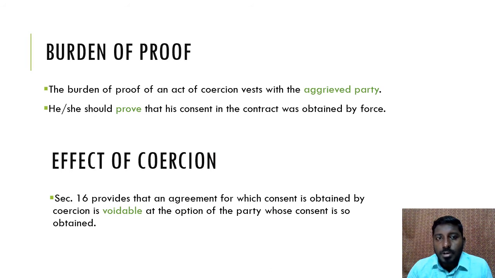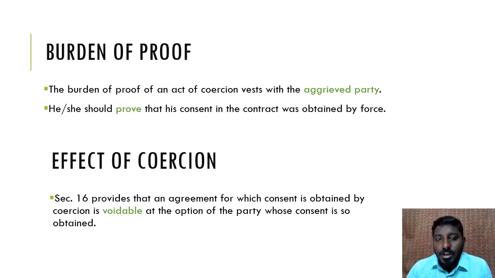So who has the burden of proof? It is the aggrieved party or the victim who has to prove that he had entered into that particular contract through force or coercion. So the burden of proof is on that particular aggrieved party to prove it himself.